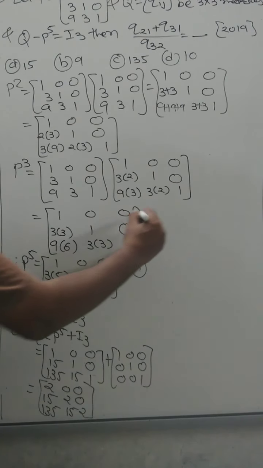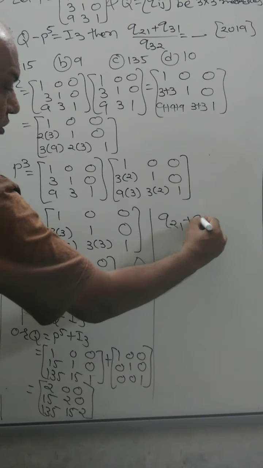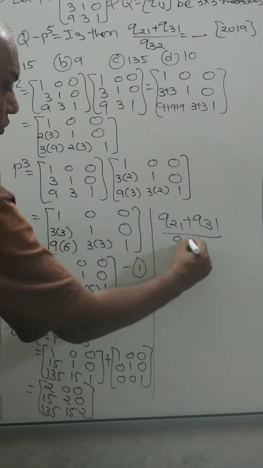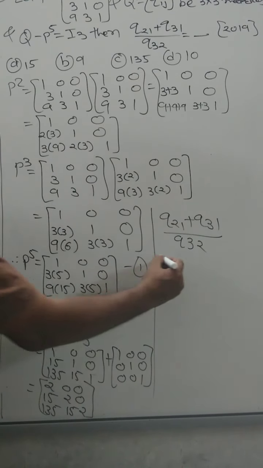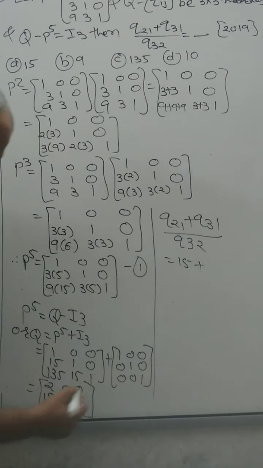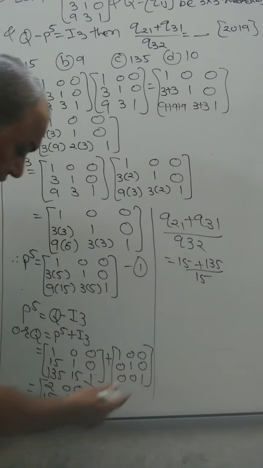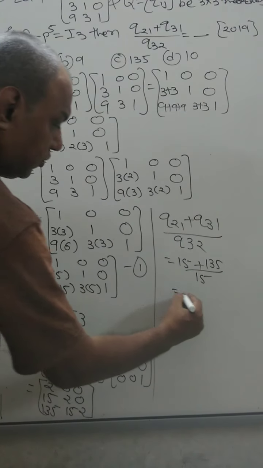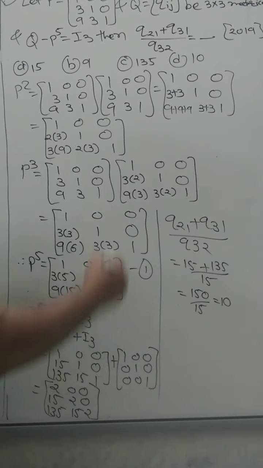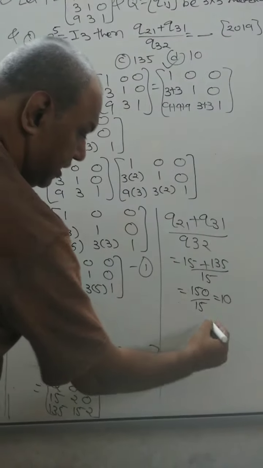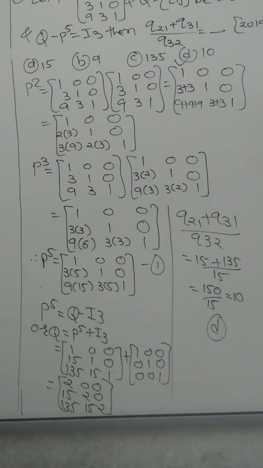Now we want to obtain this Q21 plus Q31 upon Q32. Q21, second row first column, is 15, plus Q31, 135, upon 15. Q32 is 15. So we have 150 upon 15, it is 10. Therefore our answer is 10. D is the answer. This is a good sum. In 2019 it is asked.